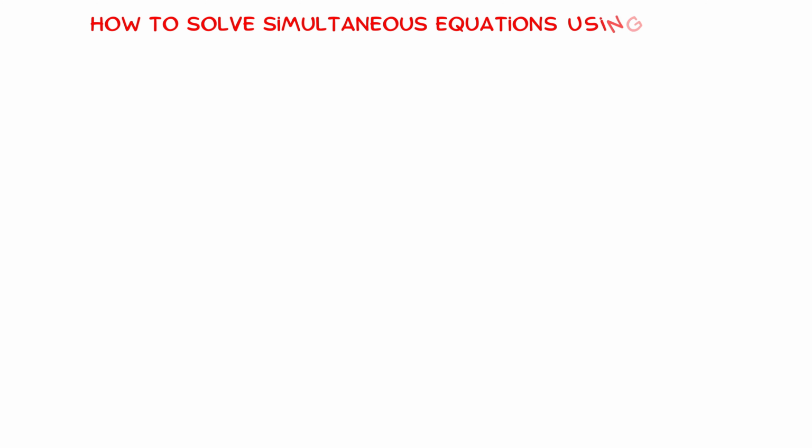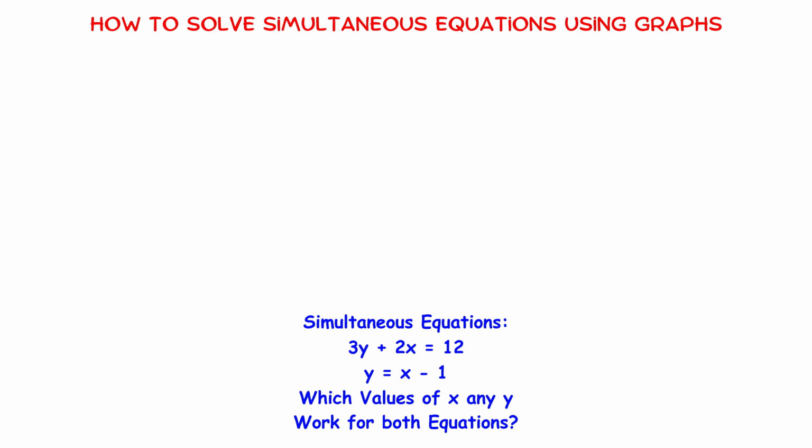In this video, we're going to cover how to solve simultaneous equations using graphs. To recap, simultaneous equations are pairs of equations like these two that you have to solve by finding out which values of x and y work for both equations. To solve them graphically, all you need to do is plot both line equations on a graph and see where they cross.